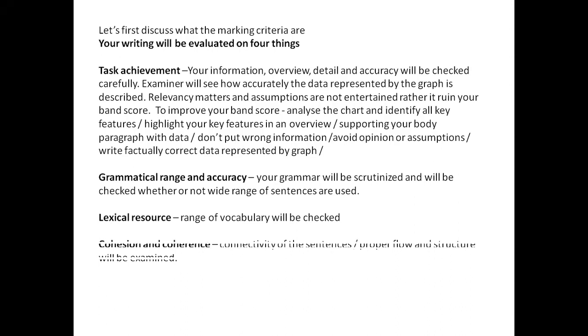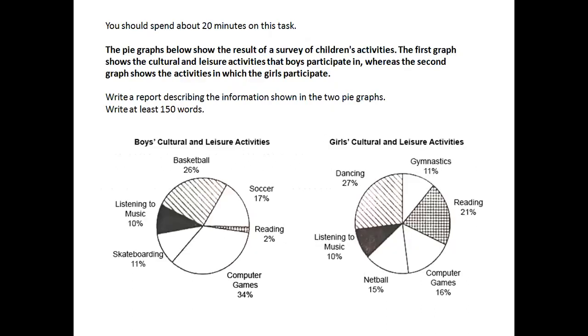Now again, the final criteria is cohesion and coherence. That means connectivity of the sentences, proper flow, structure. These all things will be examined in this criteria. So these are the four main criteria on the basis of which you will be allotted the marks. Now let's understand with the example.